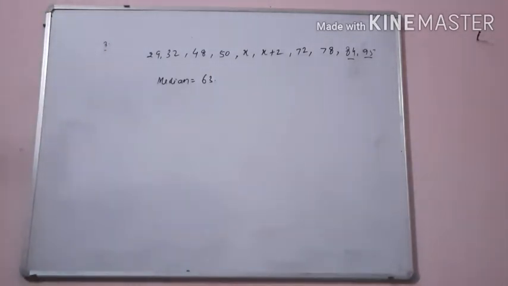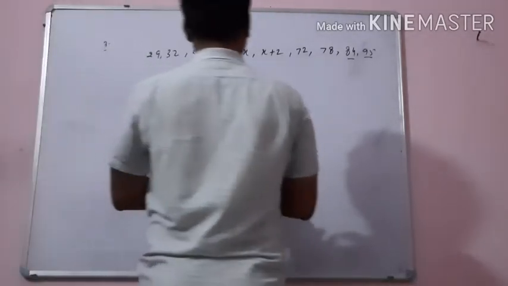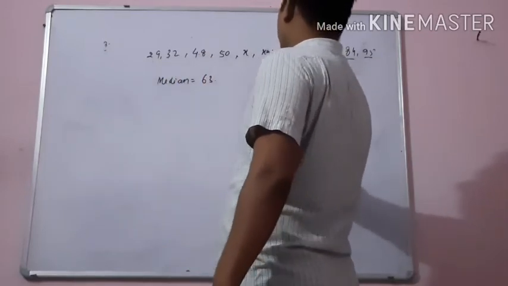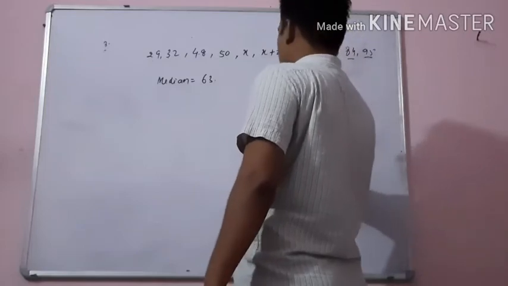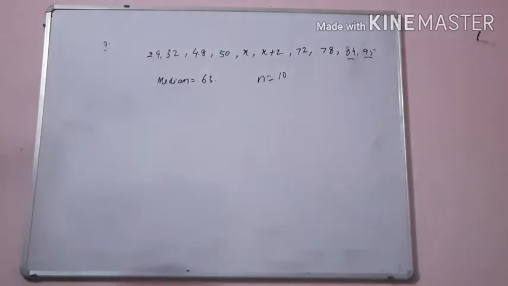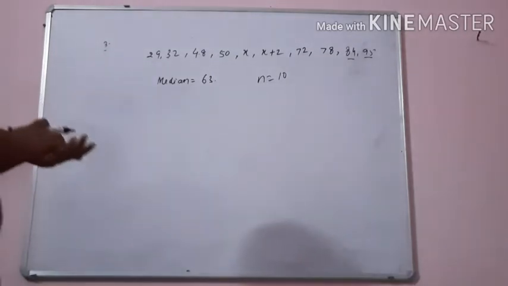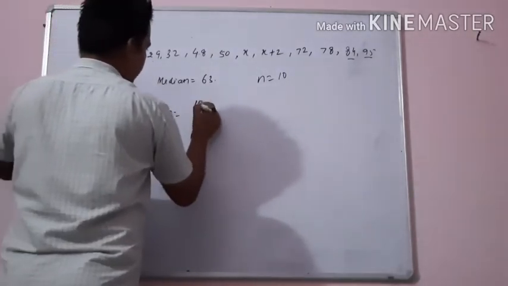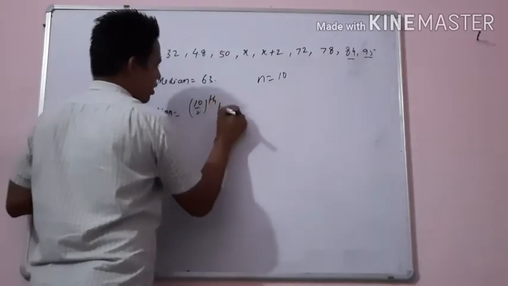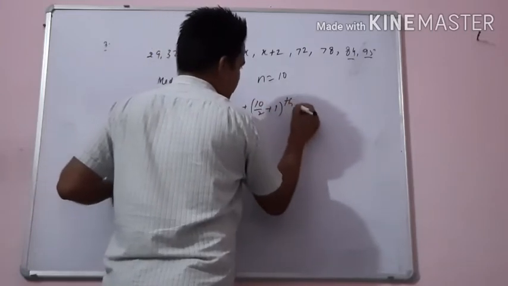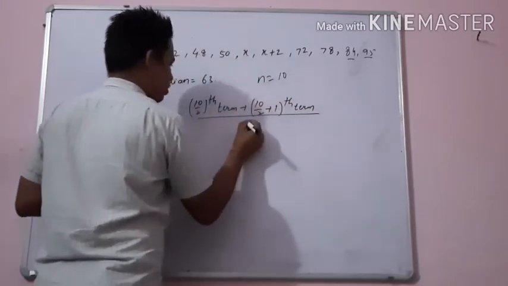What we have to do here? We have to find the value of x. Now, first we will find n, that is the number of terms: 1, 2, 3, 4, 5, 6, 7, 8, 9, 10. So n is 10. 10 is an even number. So we have to use the other case formula. So median equals the (10 upon 2)th term plus the (10 upon 2 plus 1)th term, upon 2.